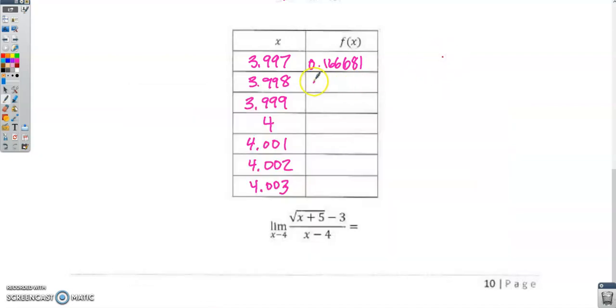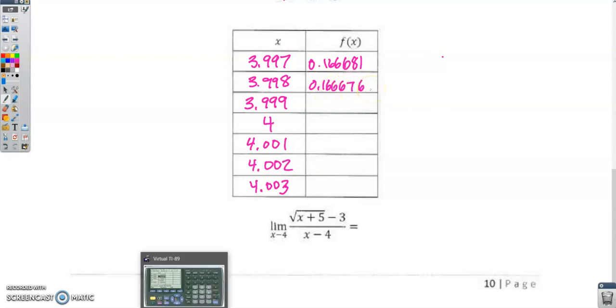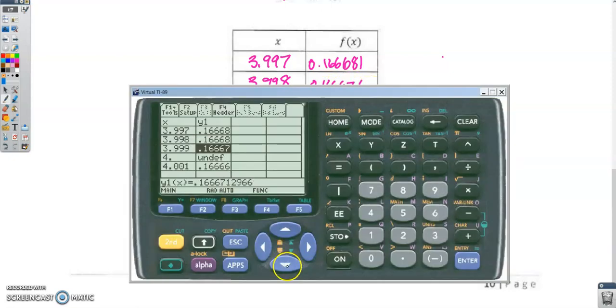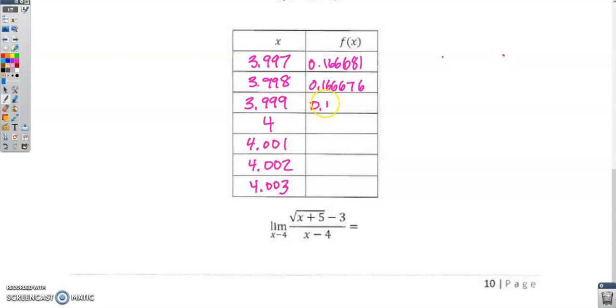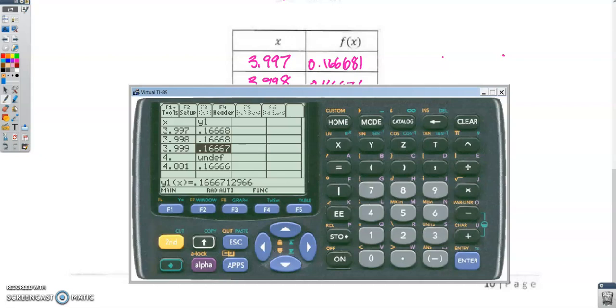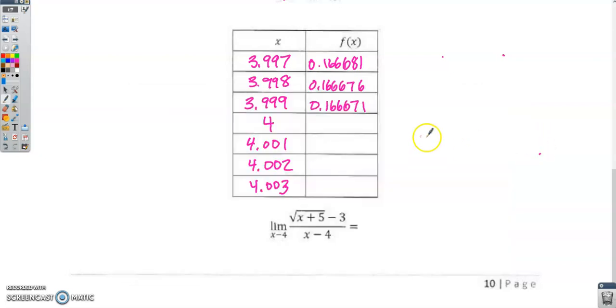I continue to look down at this, and then I've got 0.166676, and then I've got 0.166671. And then at 4, my calculator says undefined. Some calculators might say error there, depending on what kind of calculator you have.